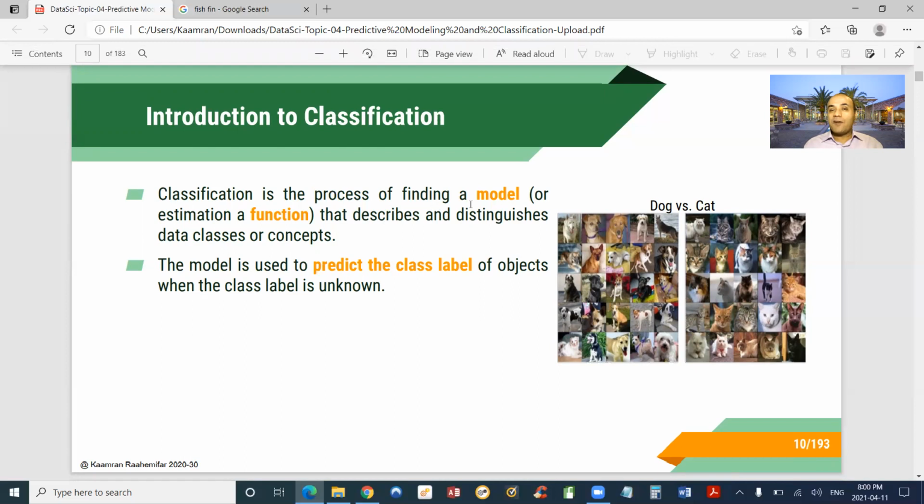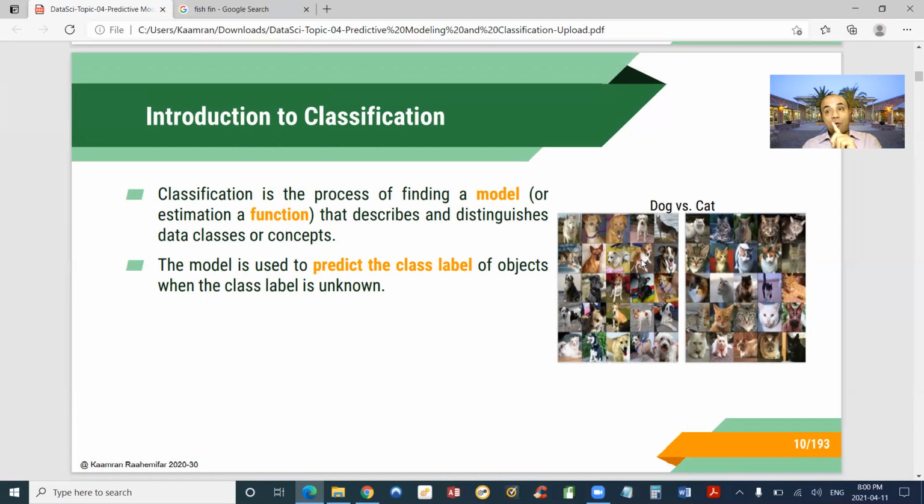Classification is the process of finding a model or a function that describes and distinguishes data classes and concepts. So I want all of these to be dogs, and I'm sorry, I have to apologize. When I say I want, this is wrong. I want the machine to learn that these are all dogs. I want the machine to basically classify all of these as cats. How? You need to have a function. You need to have a model.